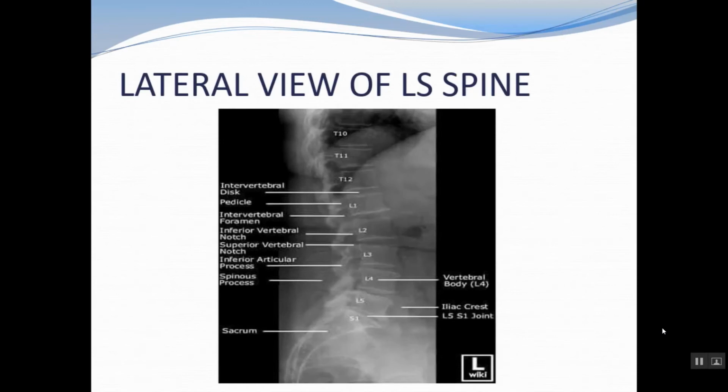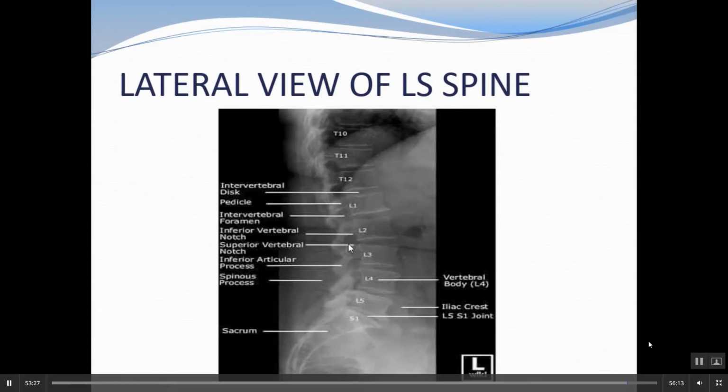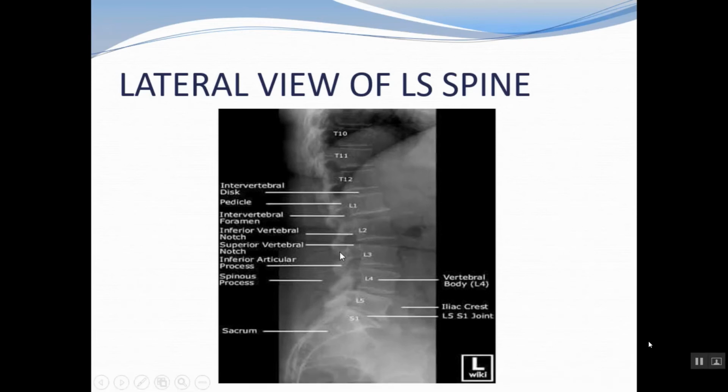Lateral view of the spine, here you see this is T12, this is L1, 2, 3, 4, 5, L5, this is S1, this is the inferior articular process, and this is the superior articular process. This is the inferior articular process, and this is the superior articular process. Okay. Here you see the spinous process of the lumbar spine.